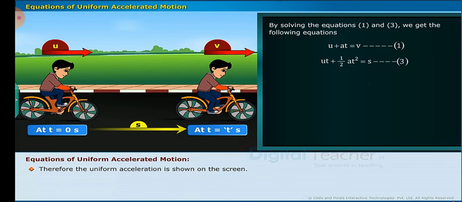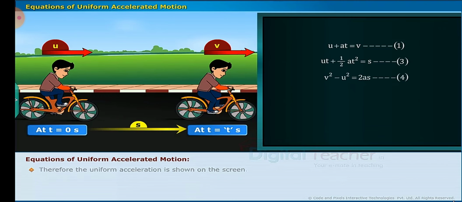By solving equations 1 and 3, we get the following equations. Finally, we get the equation v square minus u square is equal to 2as. Consider it as equation number 4. The equations of uniformly accelerated motion are shown on the screen.